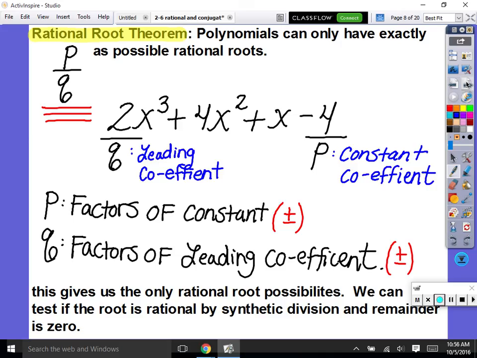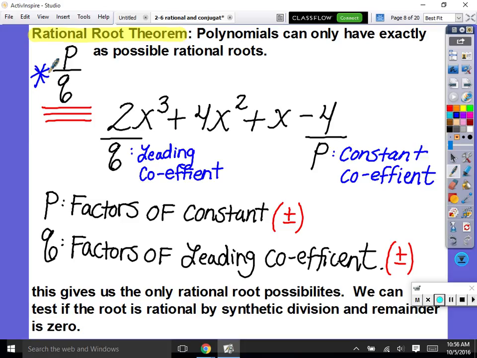Polynomials can only have exactly p over q possible rational roots. That's the rational root theorem. So every polynomial will have only p over q rational roots. Exactly p over q. Those exact rational roots are possible. First of all, you're not going to understand what it means till we practice it. But here's the thing. P is going to be the constant coefficient. Do you see how in this example, -4 is the constant? That's what we're going to call P.